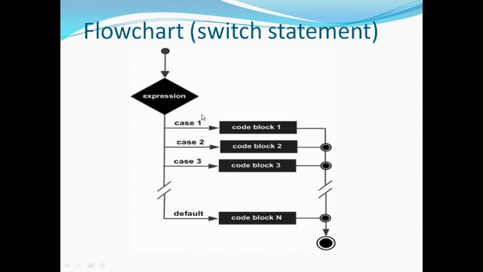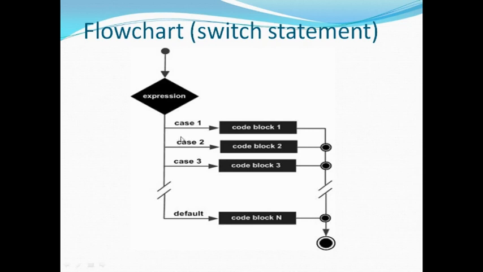Suppose our expression is not matching with any of these cases, then skipping all these cases, it will directly come to the default part, and code block n in this case will be executed and it comes out of the program. So this is how the switch statement works.